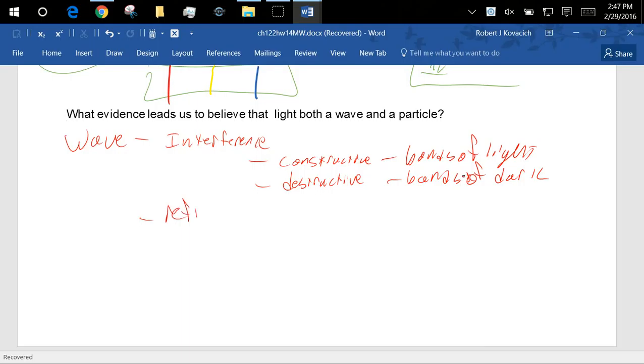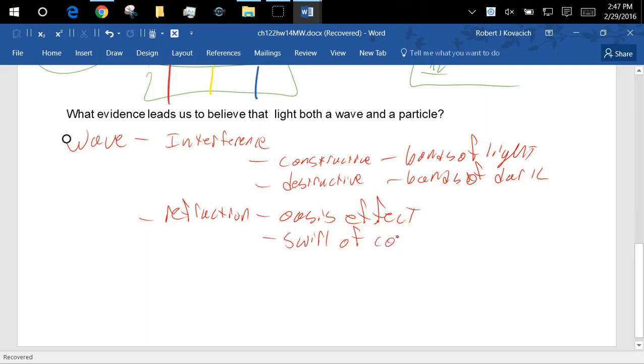Refraction. And we see refraction in like a oasis effect. You see it with like the swirl. And that broken pencil effect. Okay, and particle.